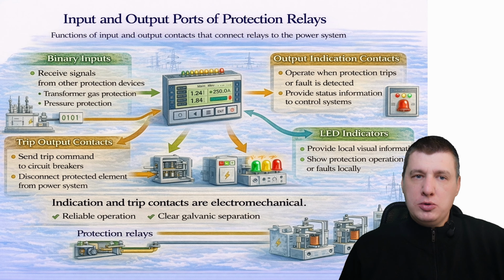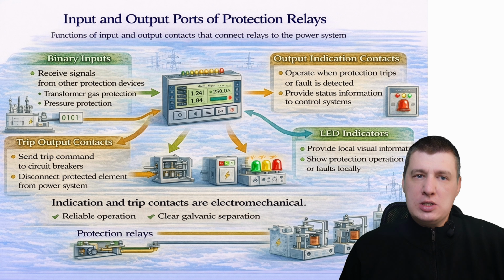Third, trip output contacts. These contacts send the trip commands to circuit breakers. They are responsible for disconnecting the protection elements from the power system. Fourth, LED indicators. LEDs provide local visual information about protection operation or detected faults. They help operators quickly assess relay status.